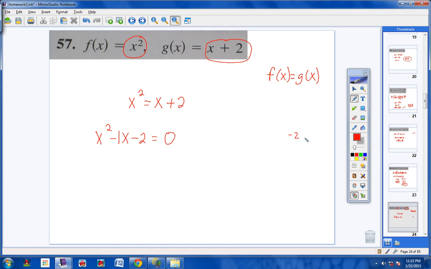Well, students, these two numbers here, think about it. If you multiply those, you'll get a negative 2. If you combine those, you'll get a negative 1. So x minus 2, x plus 1 equals 0. Alright? Take this group here, set it equal to 0 and solve, you'll get 2. Take this group here, set it equal to 0 and solve, you'll get negative 1. So, what values make f of x and g of x equal? 2 and negative 1.